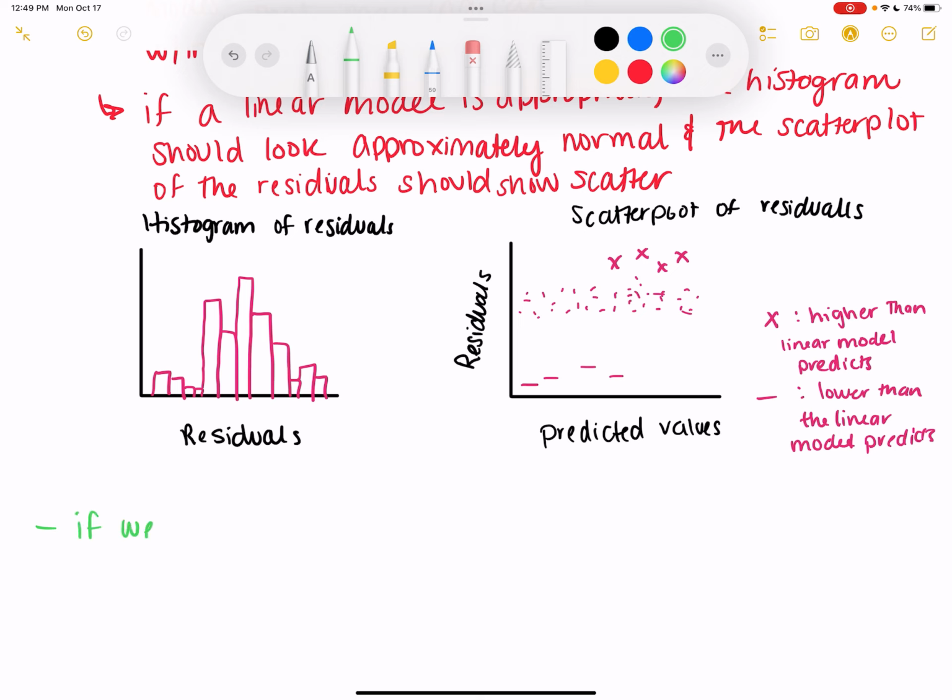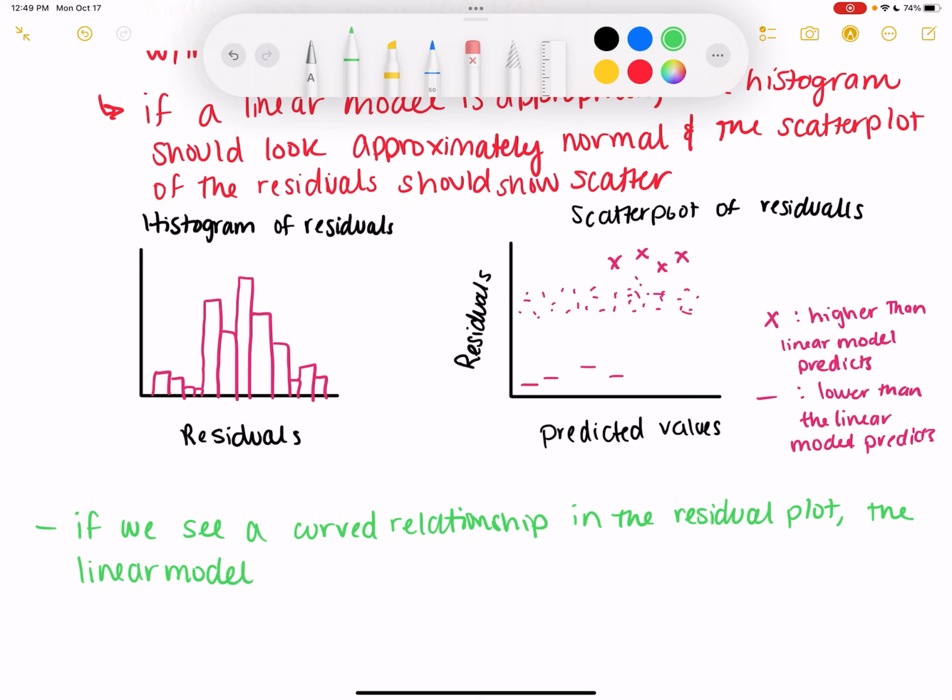If we see a curved relationship in the residual plot, the linear model is not appropriate.